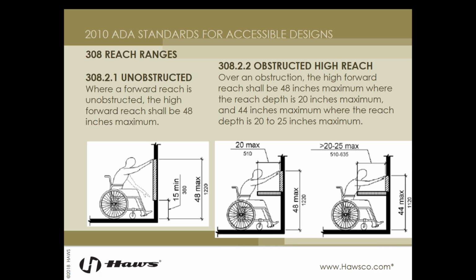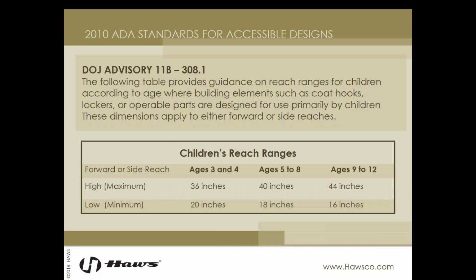So when your reach is obstructed, for example, reaching over a drinking fountain to access a bottle filler, your reach max is 48 inches. And our low reach range disappears because we now have an obstruction in our way. So when the element's leading edge is at 20 to 25 inches from the wall, our reach maximum lowers to 44 inches, and that's because we're reaching further. Again, pretty straightforward here. This is one of the easiest illustrations to explain.